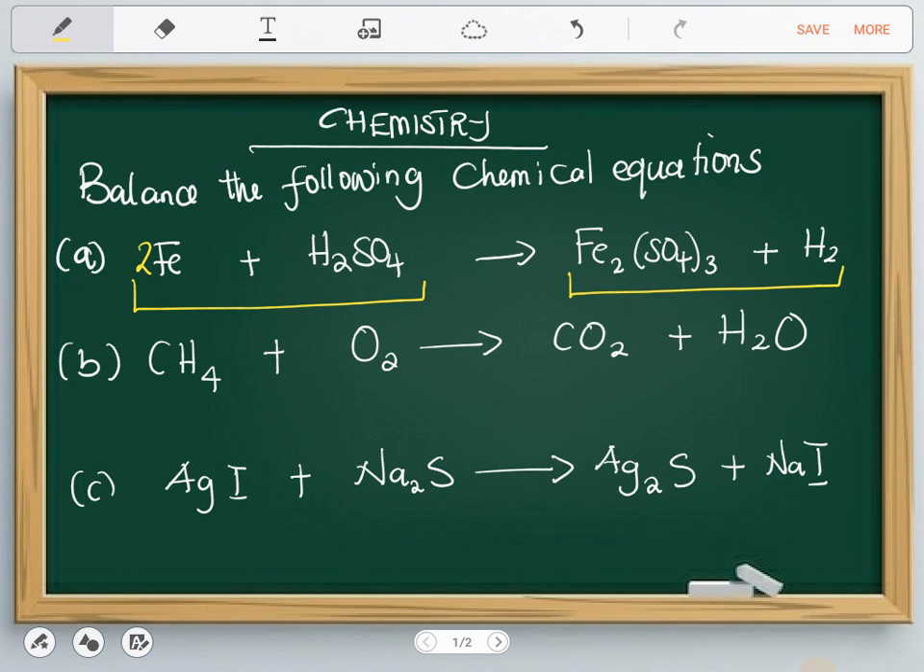So if I need to have 3 here and 12 here, don't you think I can just put a 3 here, such that when I multiply 3 and 1 here, I get 3 sulfur, and 3 times 4 there, I get 12 oxygen. But this 3 which I've put here has killed the hydrogen. Hydrogen is now 6. That means I can put a 3 there, so that even hydrogen is 6.